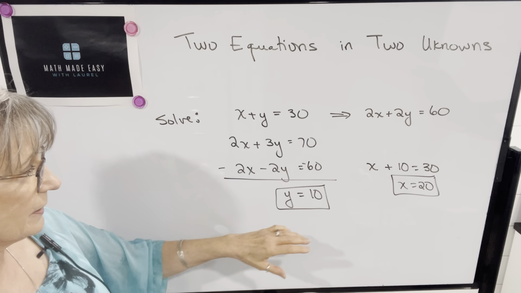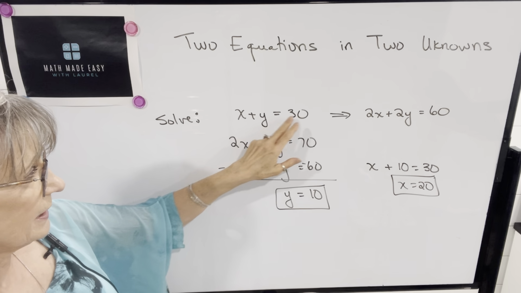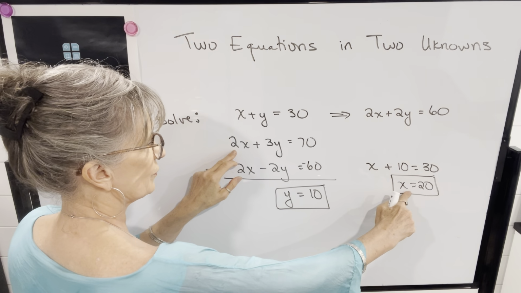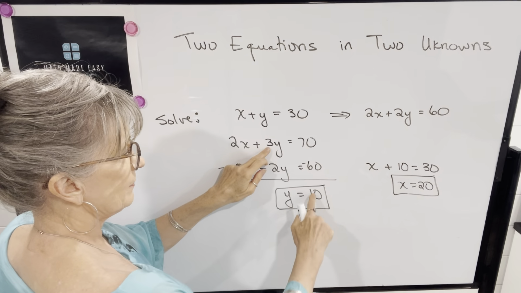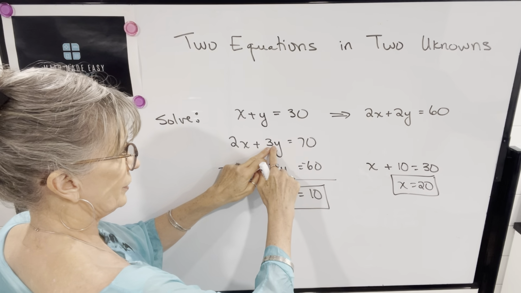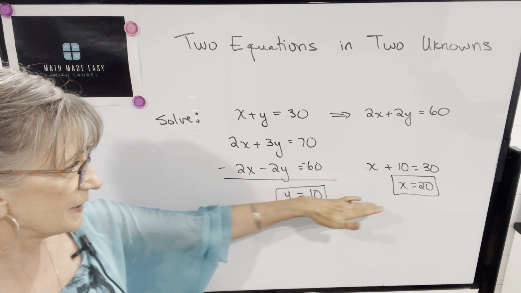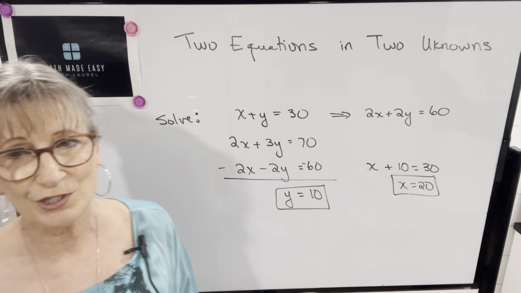Let's do a quick check. We know that 20 plus 10 equals 30. Let's check this equation. Does 2 times 20, which is 40, plus 3 times y, which is 10, which is 30, does 40 plus 30 equal 70? Yes. So I know that this solution works in both equations.